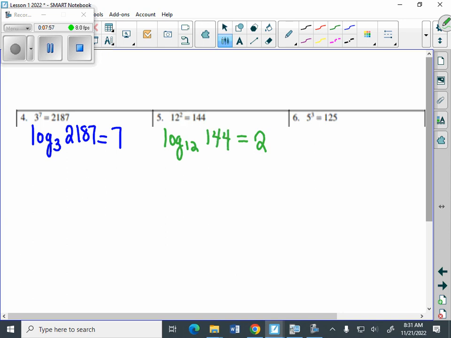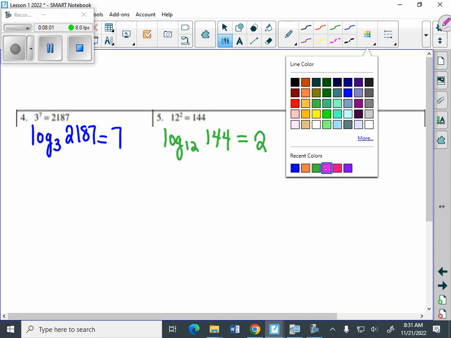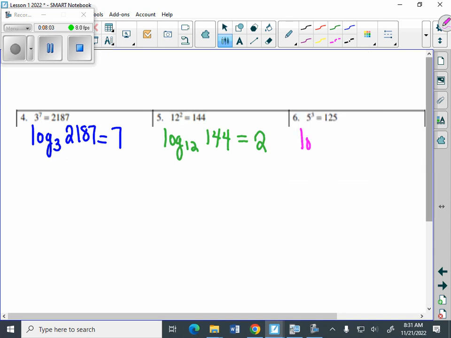And finally, on converting exponentials to logarithms, one last time. Log base 5 of 125 equals 3. A logarithm is another way of writing an exponent. Our exponent in this problem is 3, so we need to set this equal to 3.